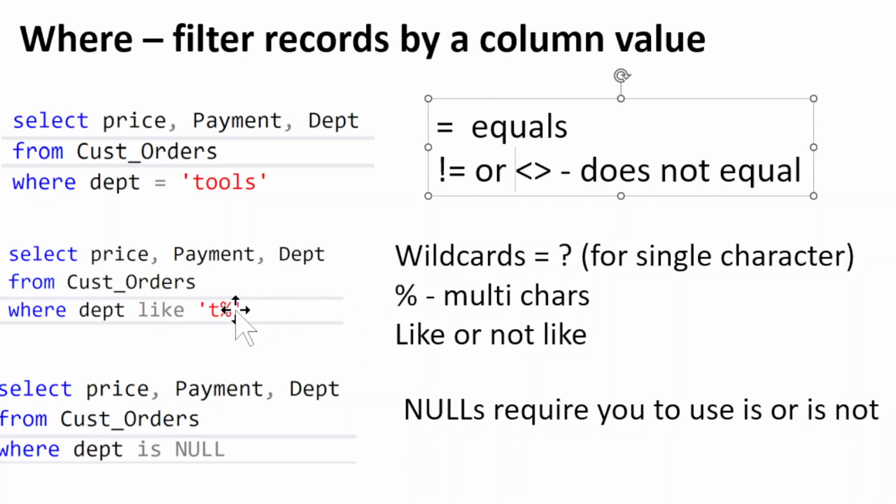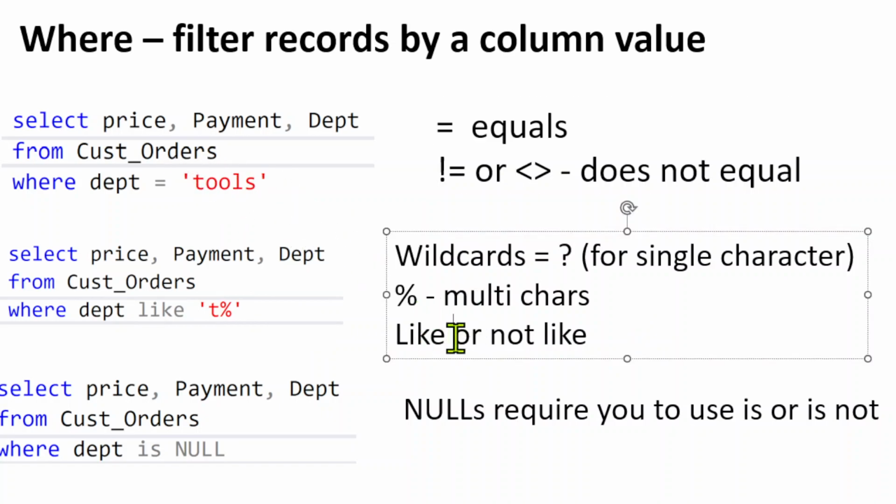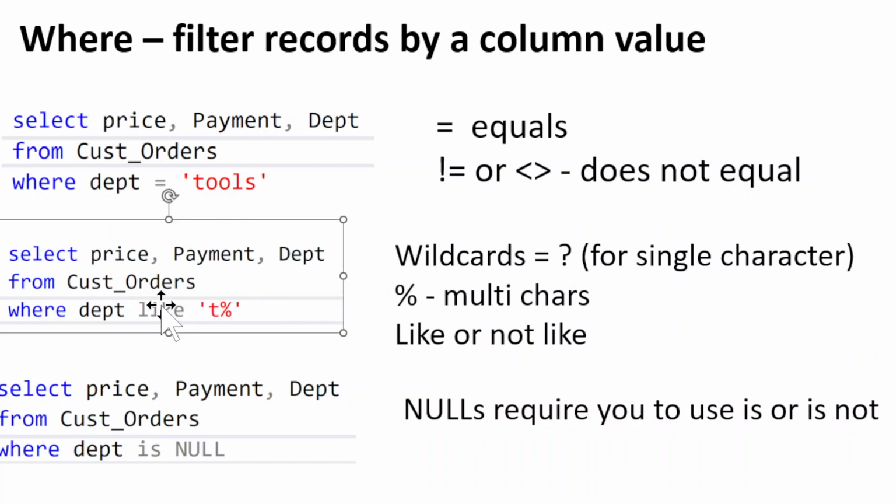I could put an S at the end of this, and it would be everything with the S too, so it would just get the middle points. And again, you have LIKE or you have NOT LIKE. These are your two operands to put in there.